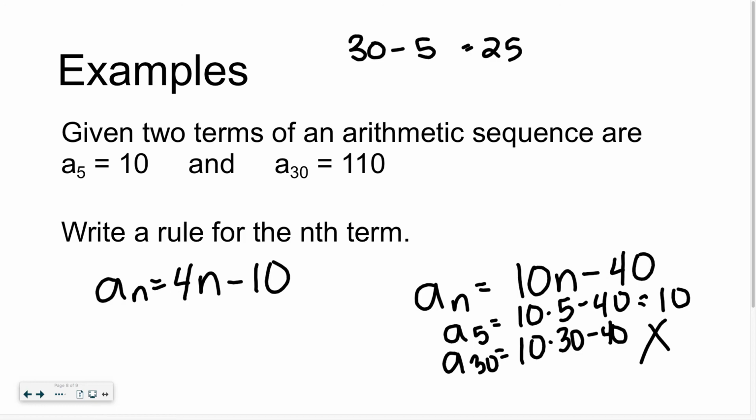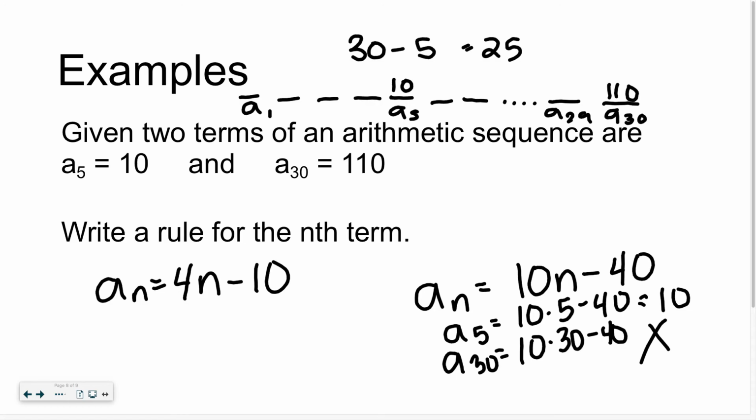So, you have a sub 1, which we don't know, a sub 2, a sub 3, a sub 4. Here's a sub 5 is 10. And then we have a sub 6, a sub 7, dot, dot, dot, and then here's a sub 29. And then all of a sudden we know a sub 30 is 110. There's a whole bunch of terms in between. So what it's saying is there's 25 terms in between. Okay, good. What else did you then do?